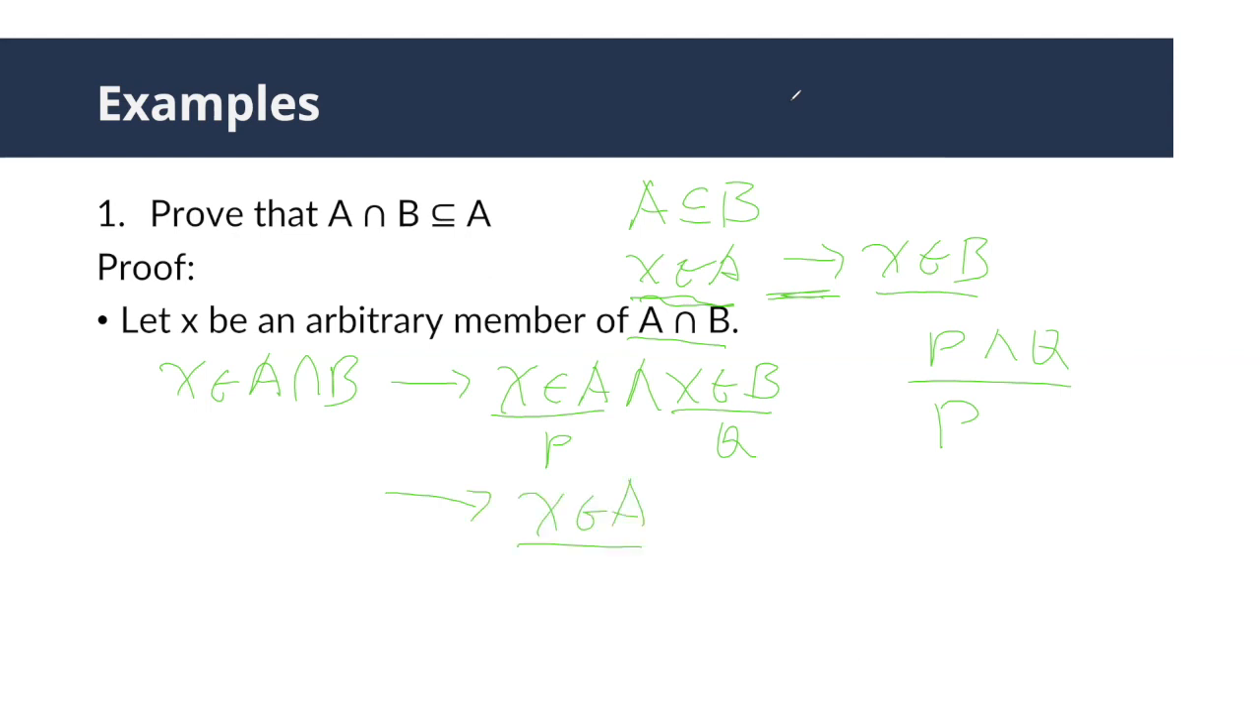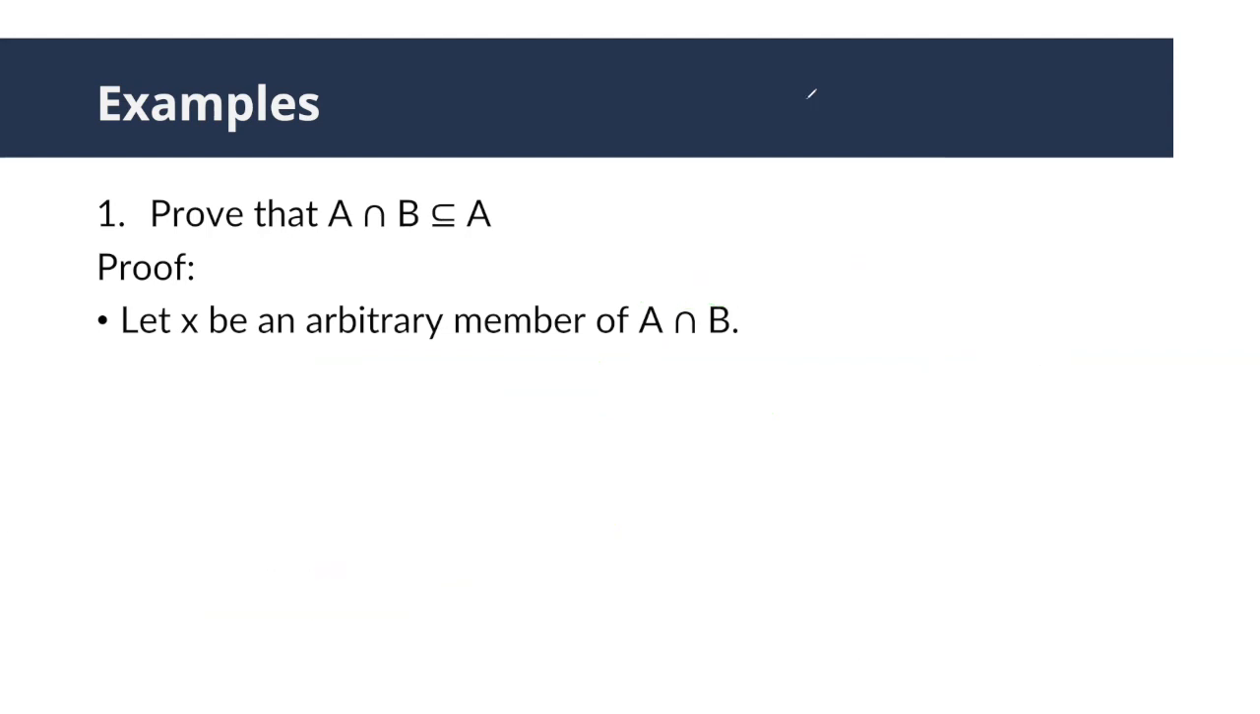And therefore, we can imply that X is in A. We show that for any arbitrary element X, if it's in A intersect B, then X is in A as well. And then by definition of subset relation, we have shown that A intersect B is a subset of A.